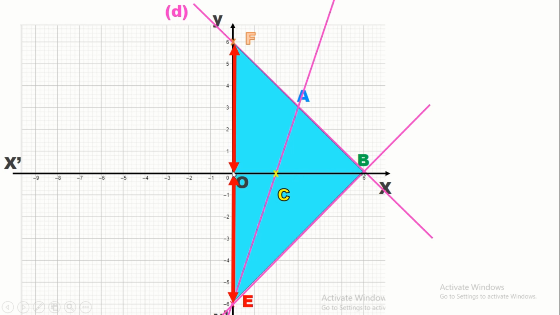Something else, if you know that OF equals 6 and OE equals 6, aren't they equal? So O is also the midpoint of EF. Here we have the second median. If we think about it, we have two medians intersecting at the point C. Then C is the centroid, or center of gravity, for the triangle BEF.